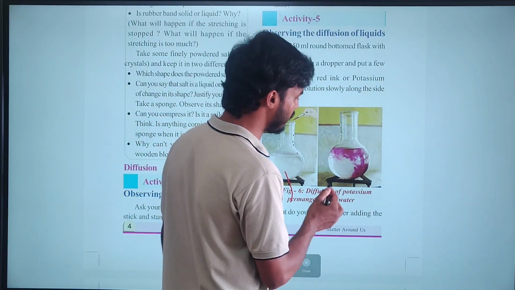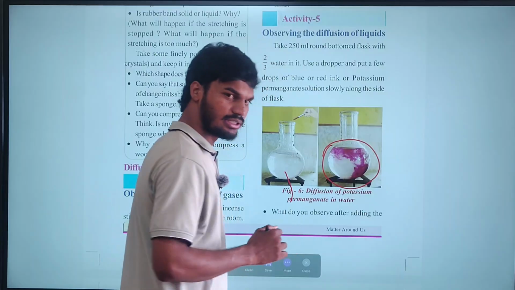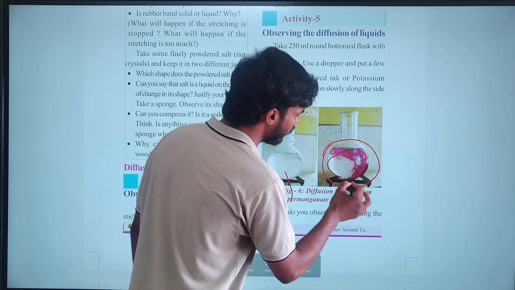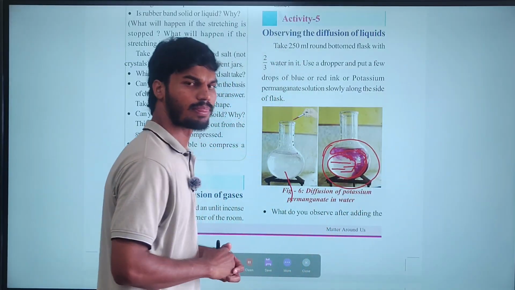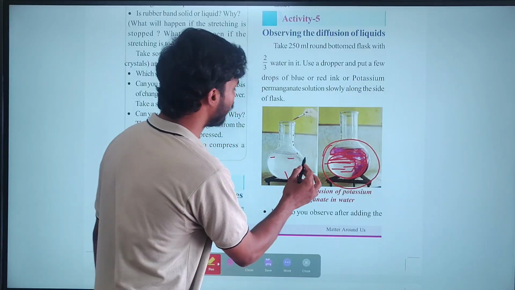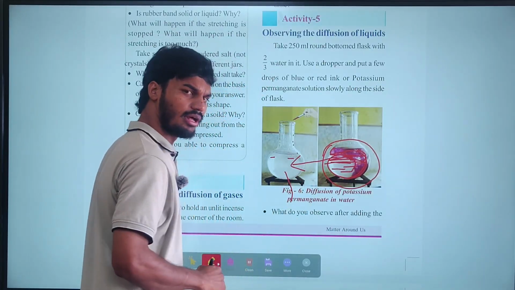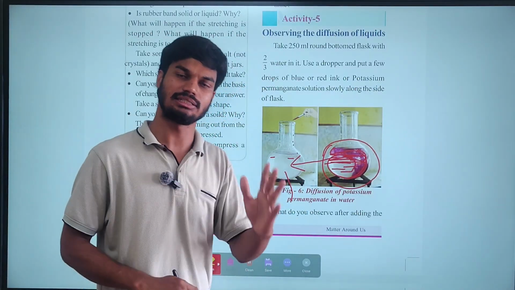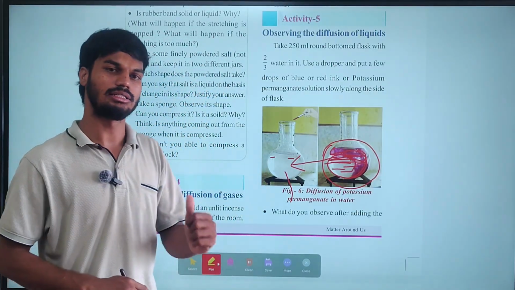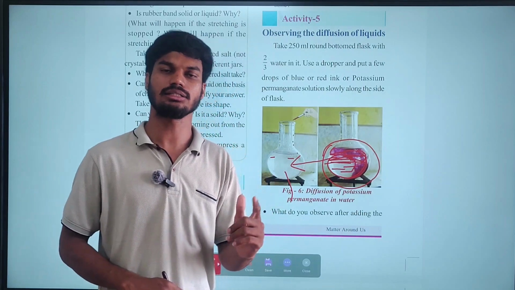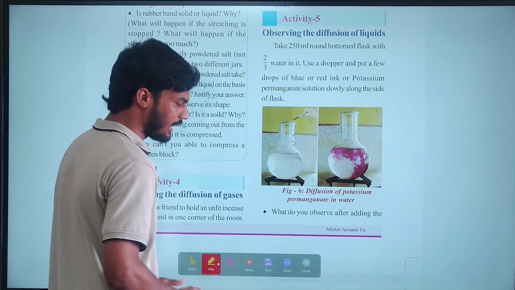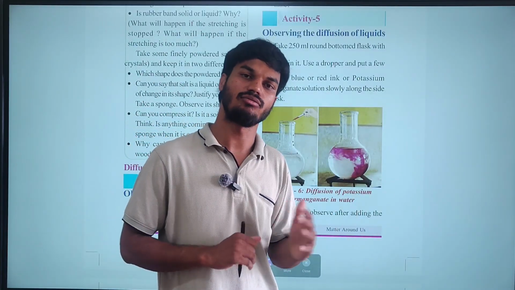After some time we can see that the process of diffusion takes place. The color spreads all over the water. After some time the whole water changes into pink due to diffusion. So by this experiment we can say that diffusion can take place in liquids also. From the earlier instance we can say that diffusion takes place in gases, and from this experiment, the diffusion of potassium permanganate in water, we can say that diffusion takes place in liquids also.